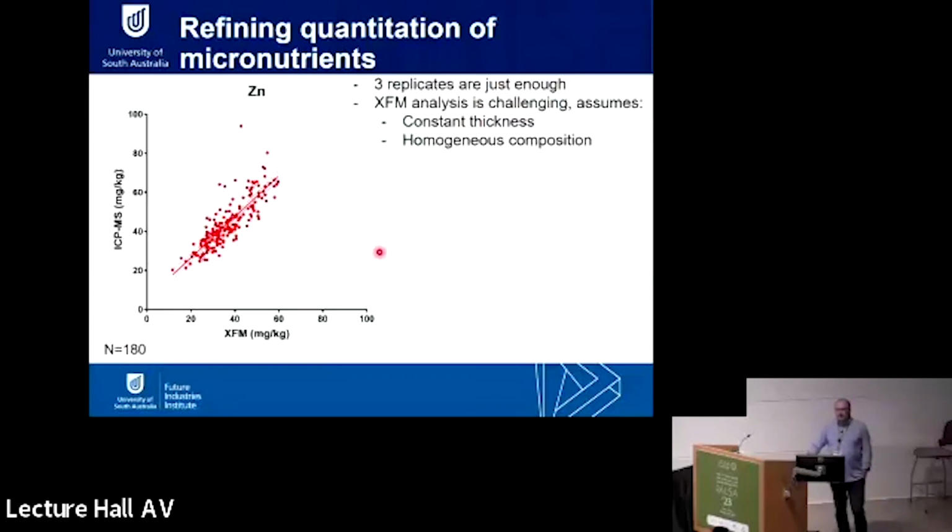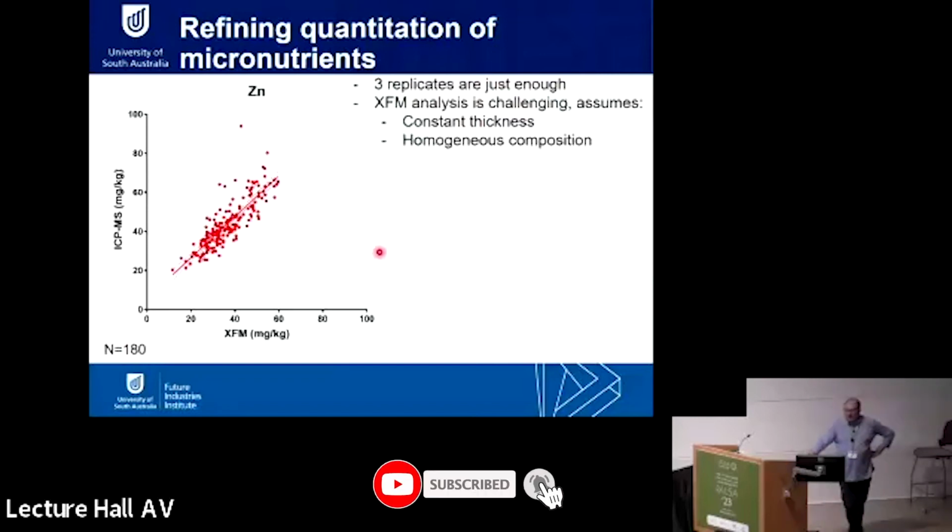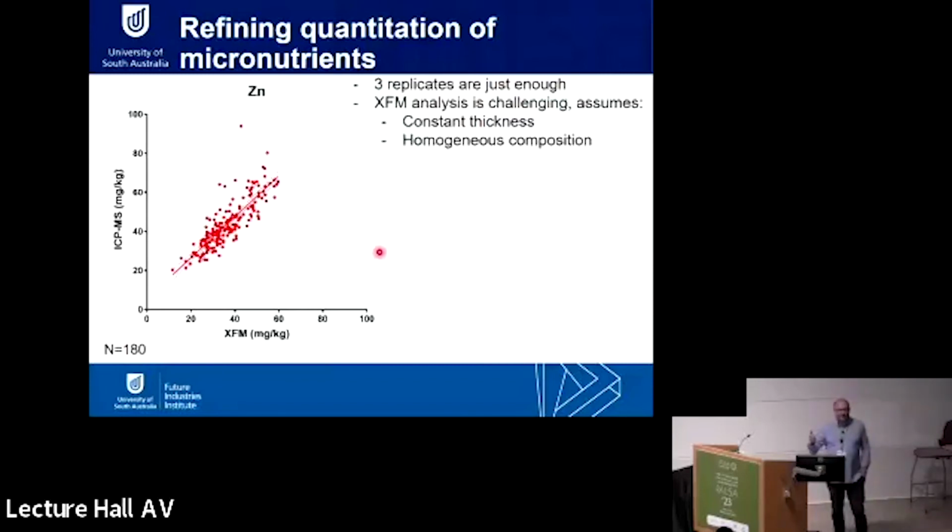Doing the quantification on whole seeds by XFM is really complicated because, of course, they are big 3D objects. You have a lot of physics in terms of absorption, self-absorption within the seed. You have geometry and so on. The XFM quantification is based on the assumption that you have a constant thickness and a homogeneous composition, and that's something you don't have in the seeds.